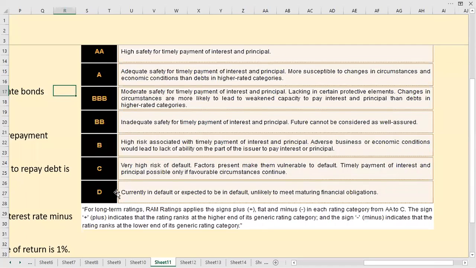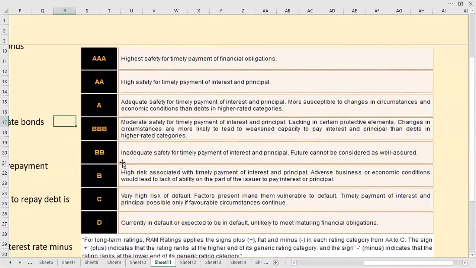You don't want to look at those even. So if it is less than BBB, that means it is inadequate. There is a high risk involved, a high default risk. If it is double B, A, double A, or AAA, those companies are creditworthy companies. You can invest in those companies expecting that they will pay your interest payments and the principal as they promised.